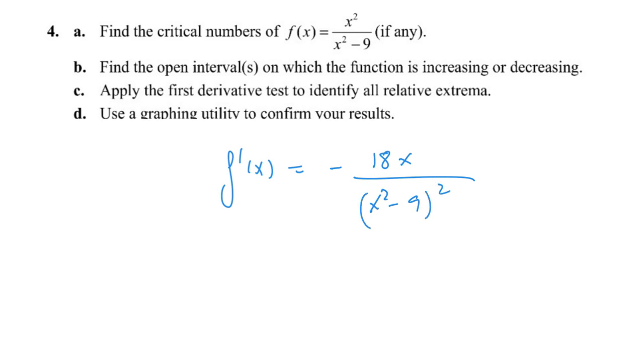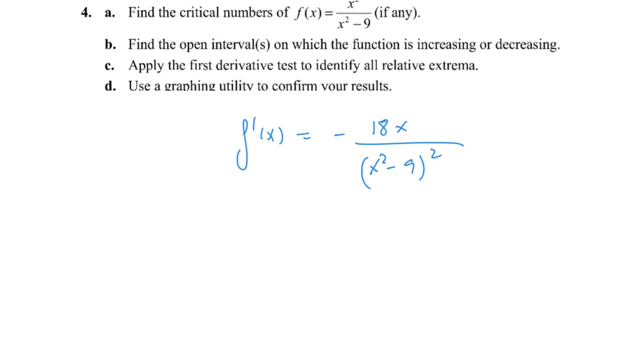First of all, how do you find the intervals in which the function is increasing or decreasing? You find the critical points. What are the critical points? The critical point is when f prime of x is 0. When f prime of x is 0, when the numerator is 0.